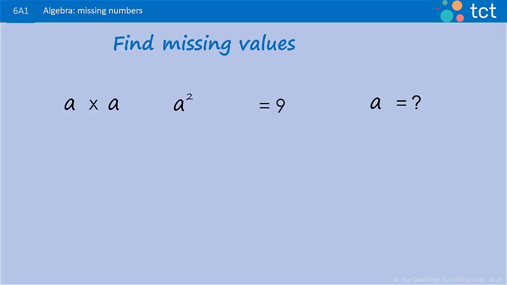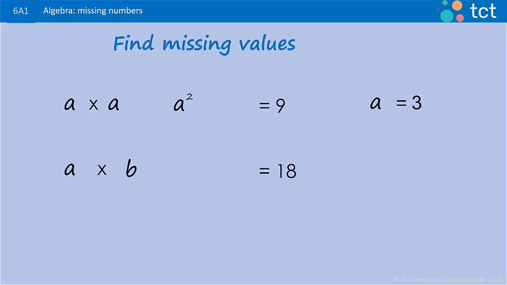Some might already be familiar with the concept of square root. That's like the inverse operation of squaring. Finding the square root of 9 is finding the number that has to be multiplied by itself to make 9. And that's 3. 3 times 3 is 9.